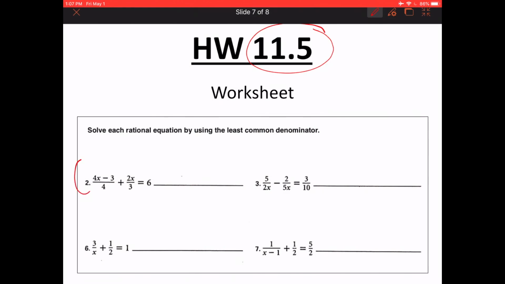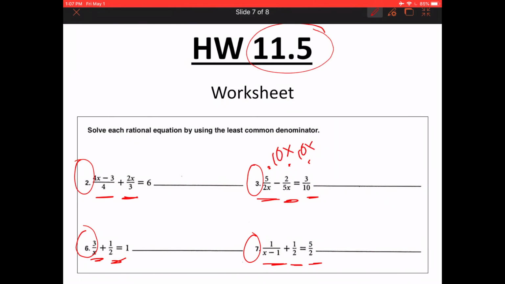Notice it's only 4 problems, okay? 2, 3, 6, and 7, only 4 problems. Look at your denominators. They're not super complicated, okay, guys? So you're just going to be looking for common denominators. Then remember, you multiply all the tops by whatever those common denominators might be.